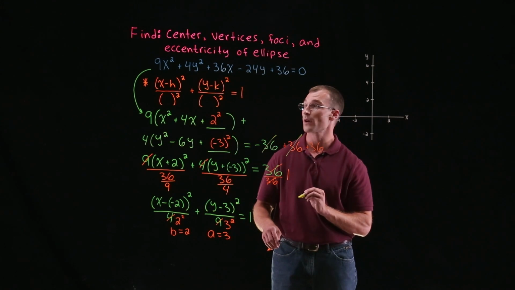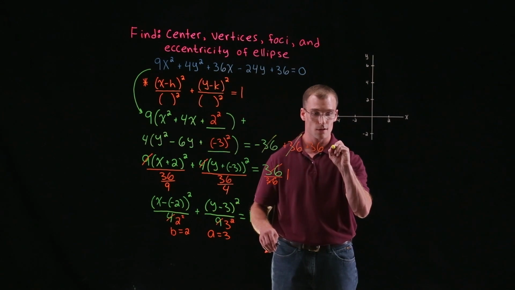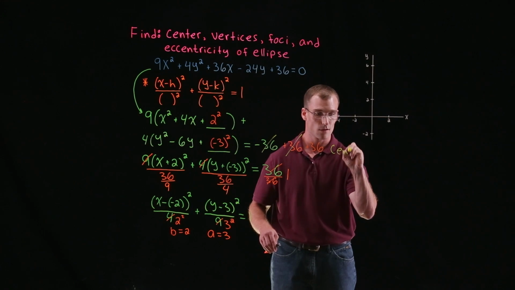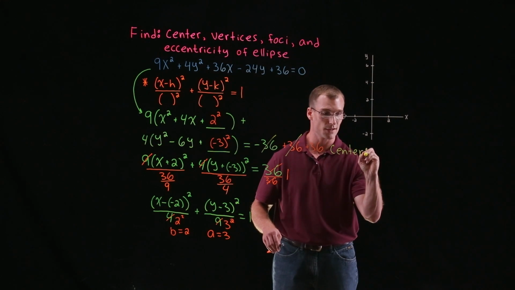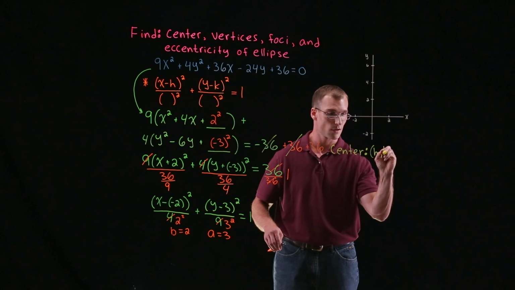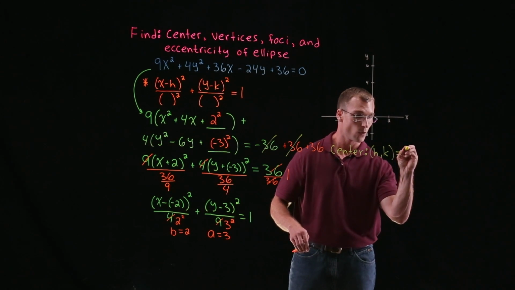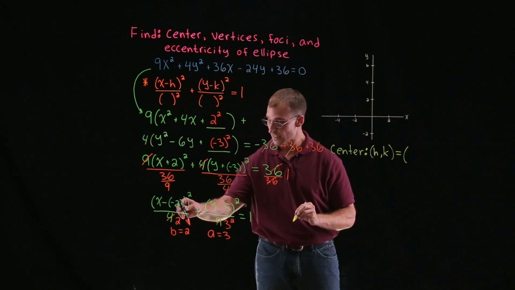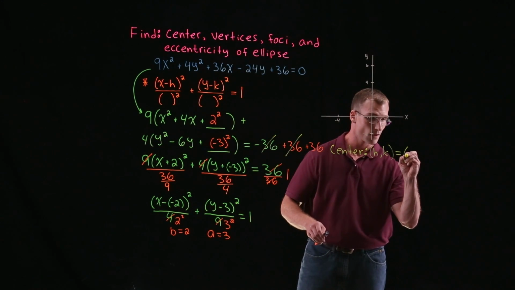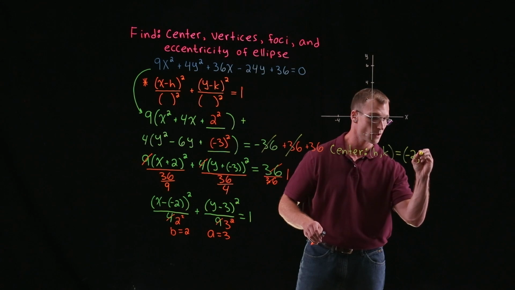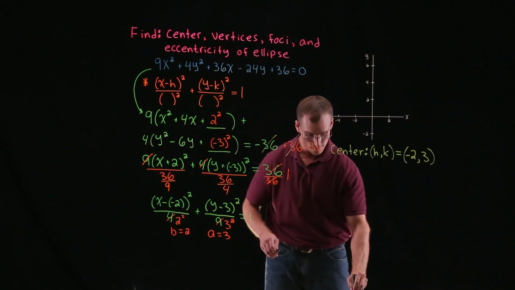So first thing that we want to know is, what's the center? So what's our center? The center again is at (h, k). Well, our h is negative 2 and our k is 3. So the center is at negative 2, positive 3.